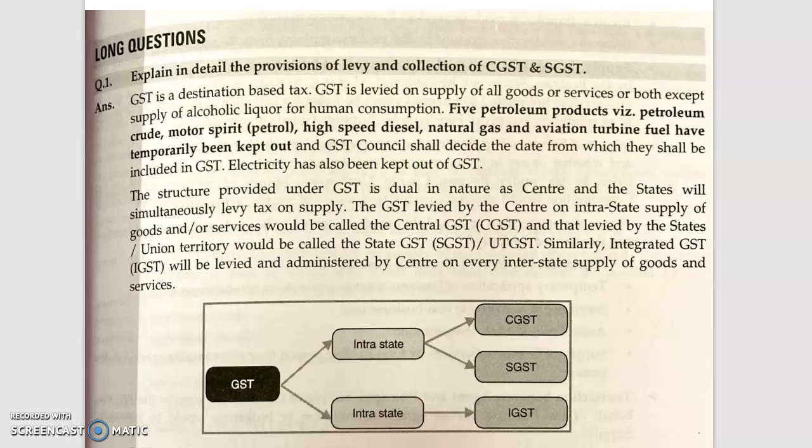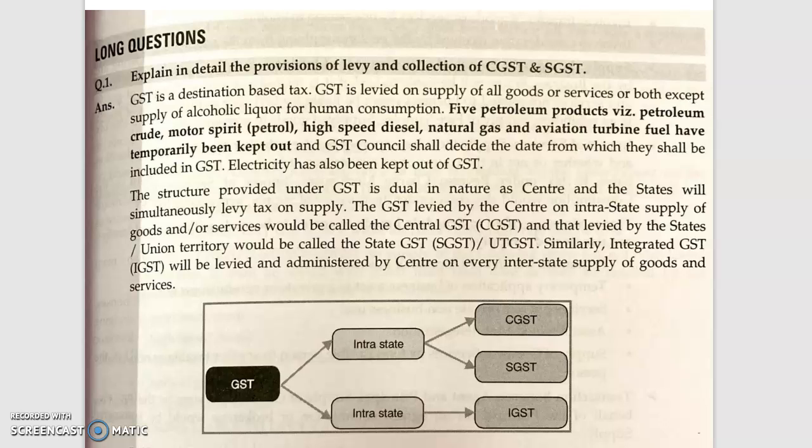So as we know, GST is a destination-based tax and it is levied on supply of all goods or services, except supply of alcohol liquor and 5 petroleum products: petroleum crude, motor spirit, high-speed diesel, natural gas, and aviation turbine fuel. So these are temporarily kept out, and GST Council shall decide the date from which they shall be included in the GST. Electricity has also been kept out of GST, and the structure provided under GST is dual in nature, as we have already discussed in the previous videos.